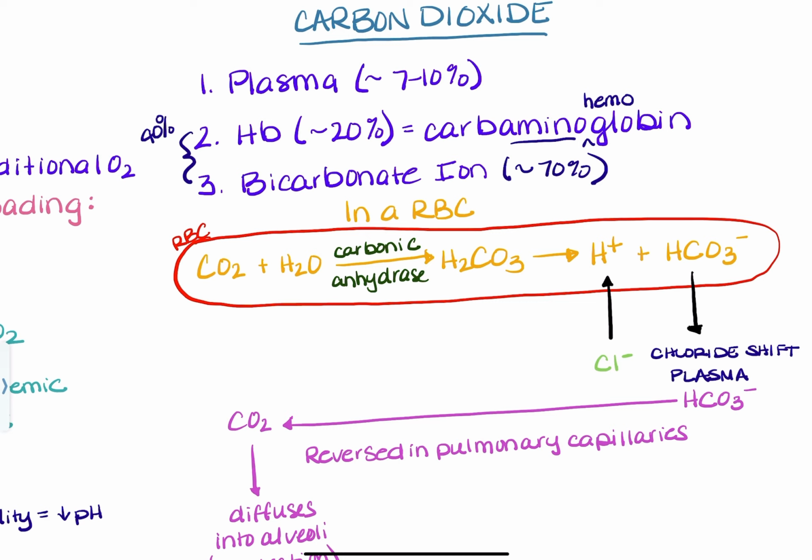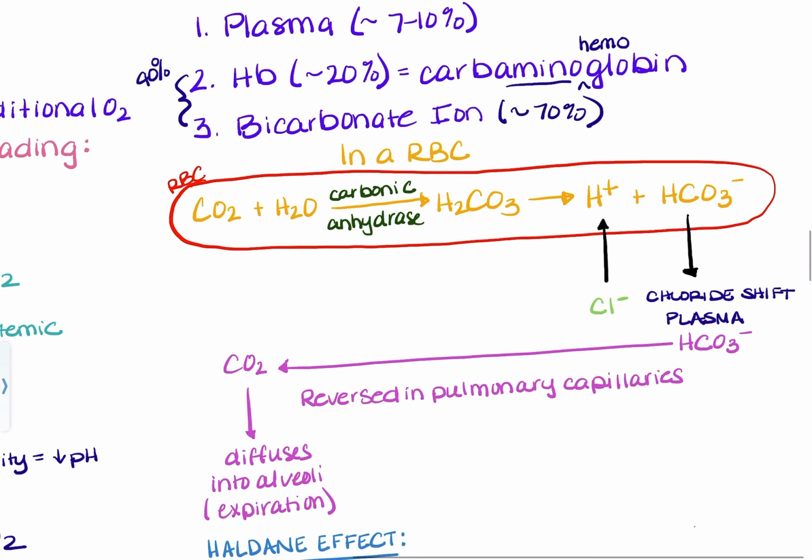The bicarbonate ion is not going to remain in the red blood cell, so it's going to diffuse out of the cell into the plasma. But because we lost that negatively charged ion from the inside of the red blood cell, we have to replace it. And we replace it with a chloride ion, and that's what's called the chloride shift. So we have our bicarbonate ion traveling throughout our cardiovascular system, heading back to our lungs.